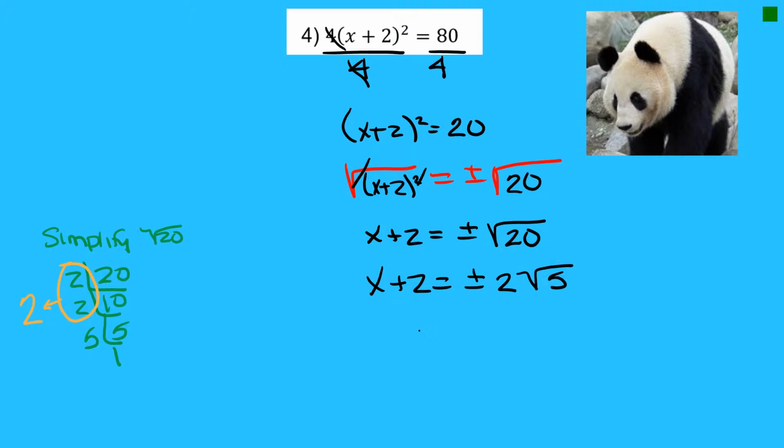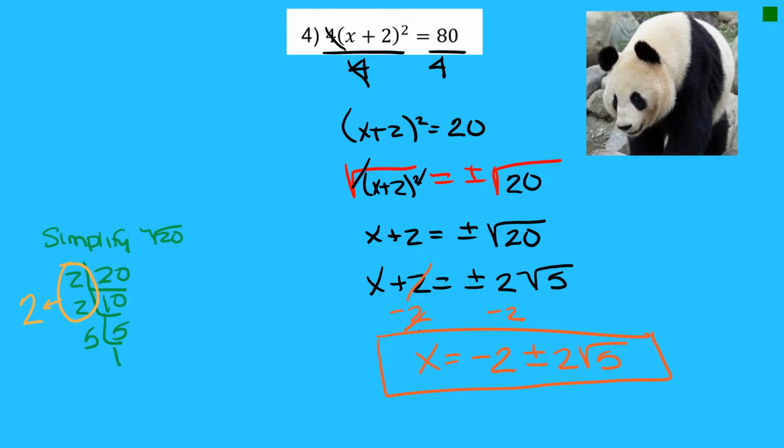Now this one's a little rough, guys. When you subtract 2, your little mind's eye is going to say, oh look, the 2 and the 2 cancel. Do not do that. Remember, the negative 2 sneaks in front of the plus or minus, and then you have 2 square roots of 5. This is your final answer.